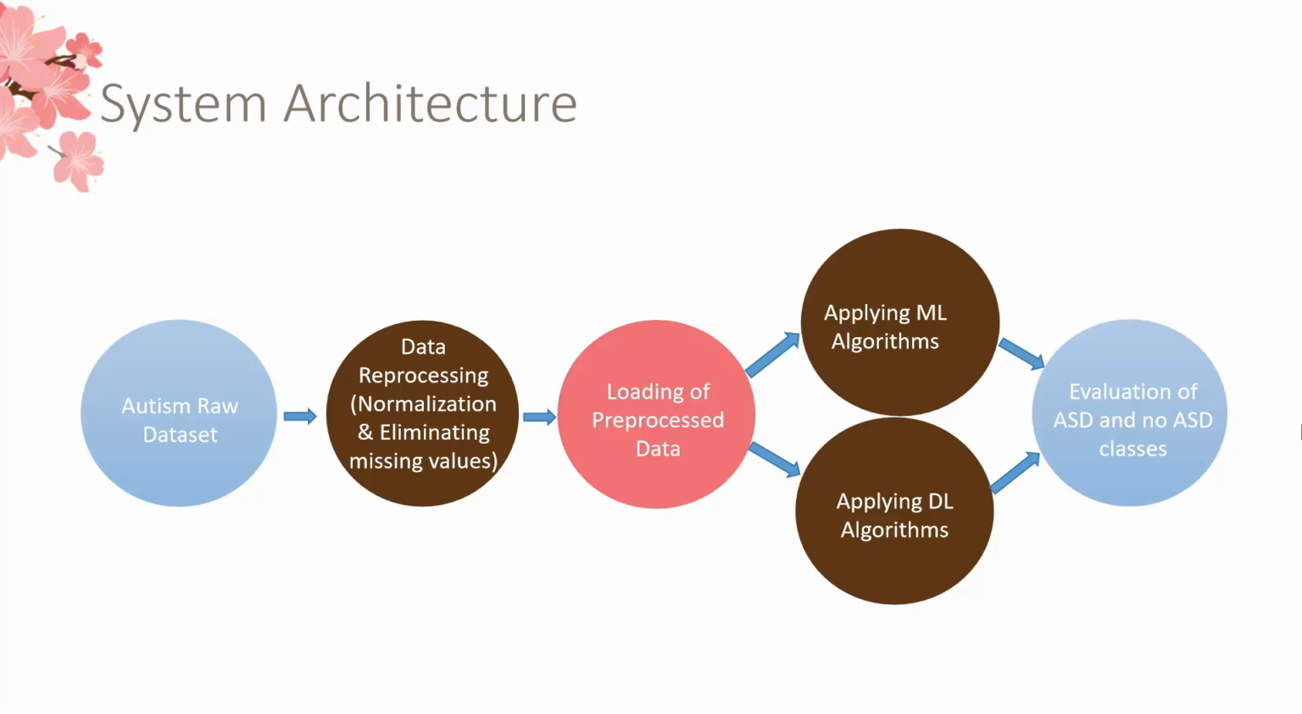We can take both of those or any of those. I have taken both of those and compared the things. I'll just come to these things in the code. Then evaluation of ASD and no ASD classes. Actually, we'll be doing evaluation based on which algorithms are giving better results.